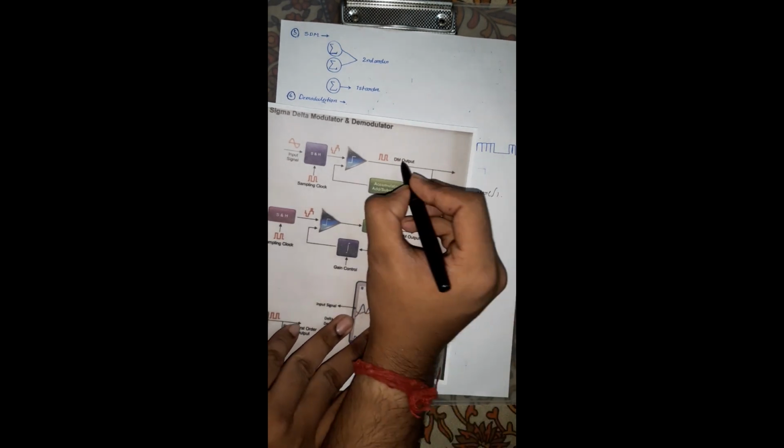Now there is a small mistake in this diagram. Actually the DM is this. This is the DM actually. The DM waveform is this. Now this is actually the ADM. Why is this ADM? I have already told you that DM had two major disadvantages: one was slope overload and another one was granular noise. And to remove these disadvantages, we must vary either TS, that means the sampling time, or the step size.